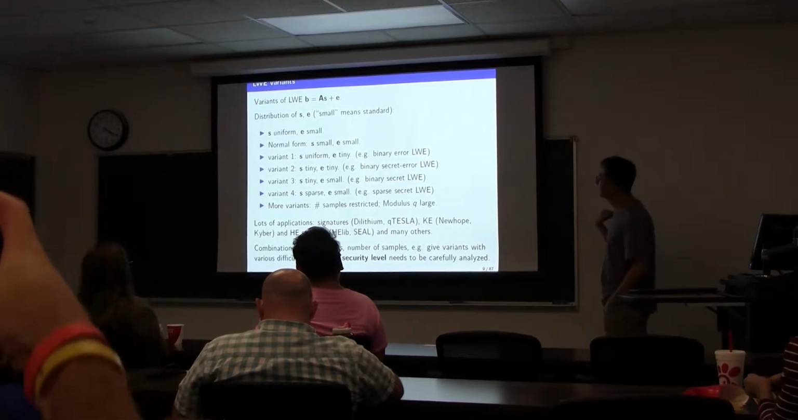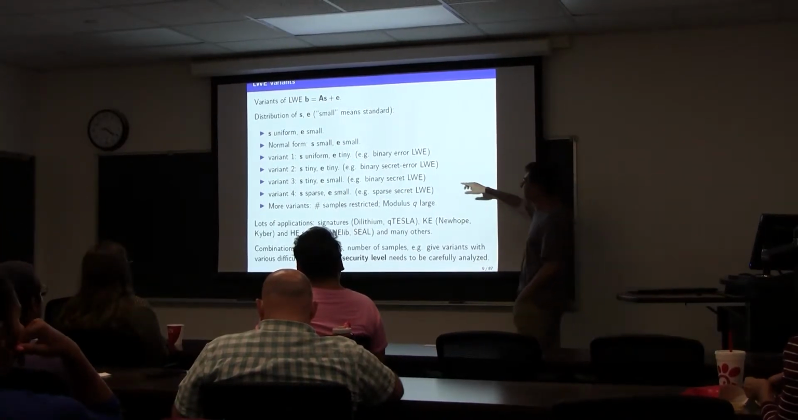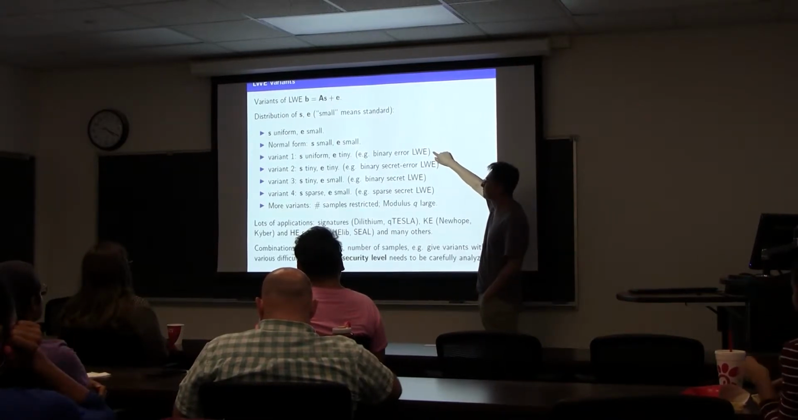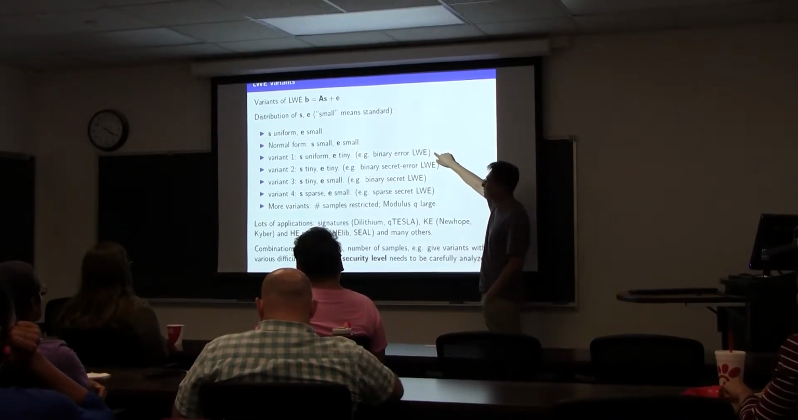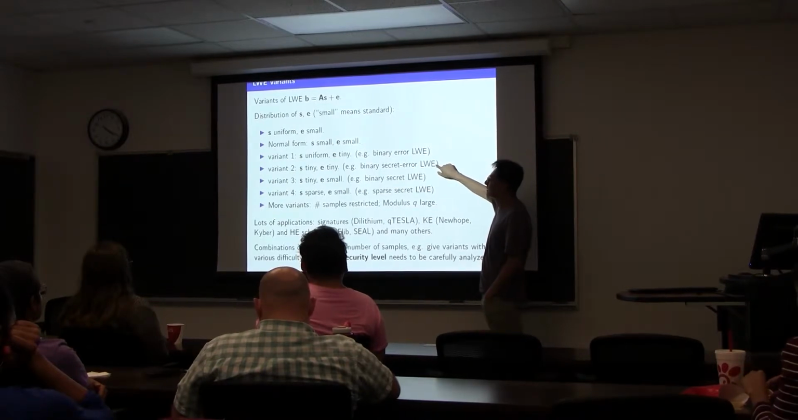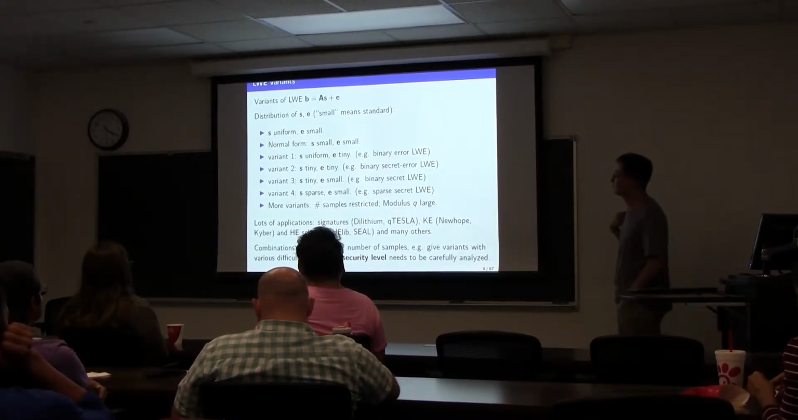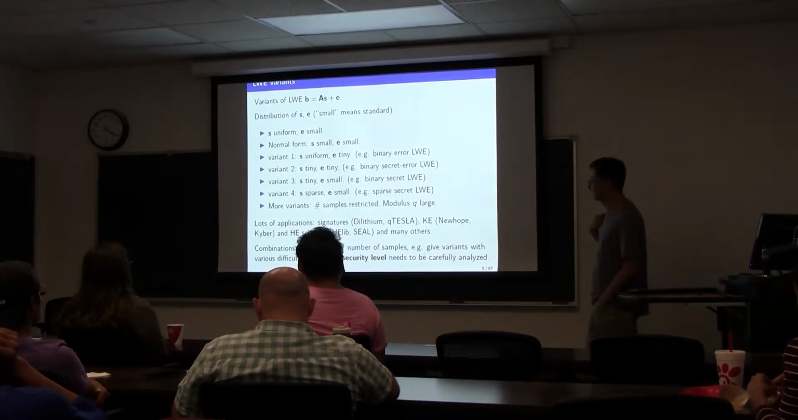And there is a second variant where both S and E are small. Of course, it enjoys the same benefits as variant 1, but it also has some other benefits where S is small. So you can construct certain protocols more efficiently, for example, signatures.